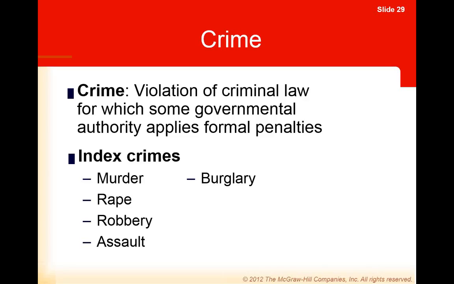Index crimes, these are the crimes that the FBI uses as an index of the level of criminality in our country. Murder, rape, robbery, and assault. These are the 4 index crimes called crimes against the person. These involve crimes where you're directly involved with another individual. Crimes against property include burglary, theft, motor vehicle theft, and arson. Those are what are referred to as crimes against the property.